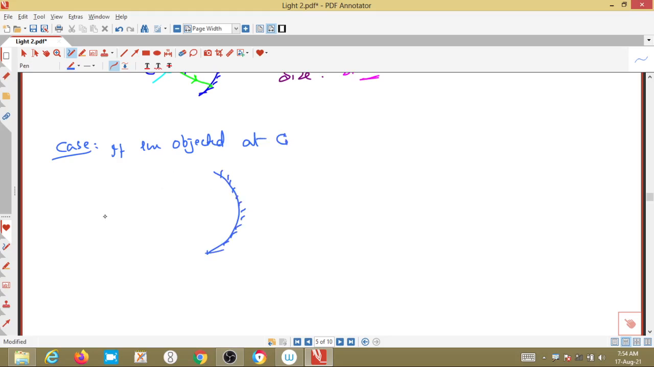This is the mirror, principal axis. Always you should pronounce while drawing, okay? Then only you will be confirmed or you will become perfect. Now where have we placed the object? We have placed the object at C, that is the center of curvature. Now we have to draw the ray diagram for this. Okay.